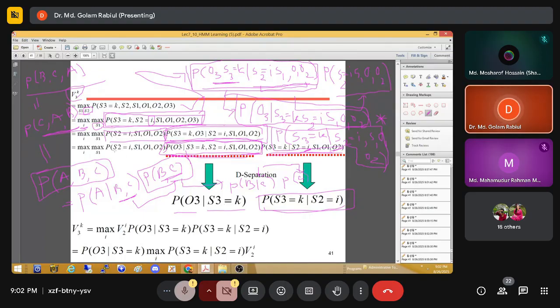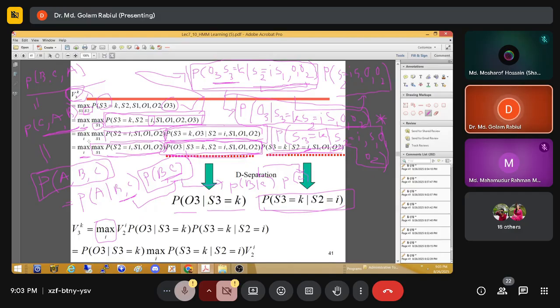So now combining all these, what we will get. Here is the max of I. This is the max of I. And then this one, probability of S2 equal I, S1, observation 1 and observation 2. And this is max of S1. So as we know, V3 of K is what? Max of S1 and S2, and we consider the S3 and observation 3, where S3 equal K. We know this. Then we assume that this probability is actually V3K.